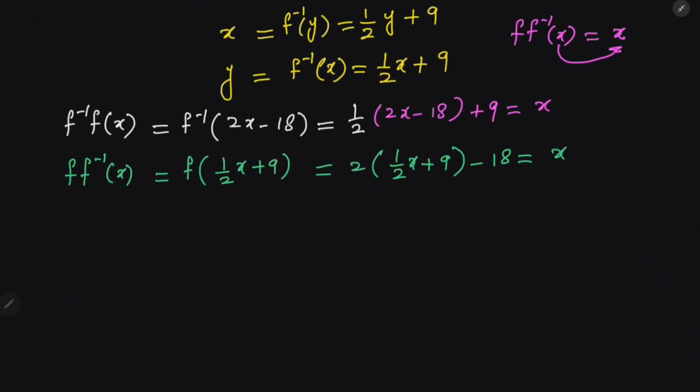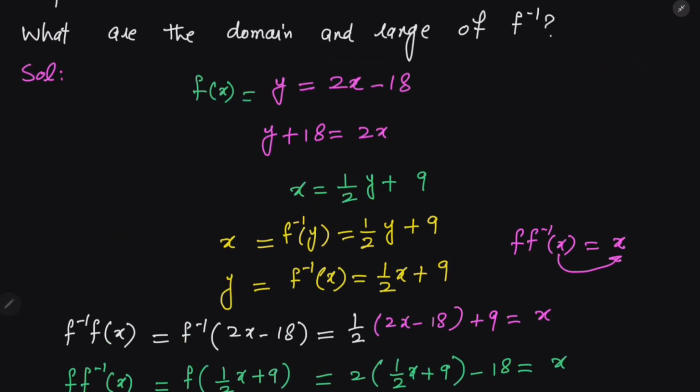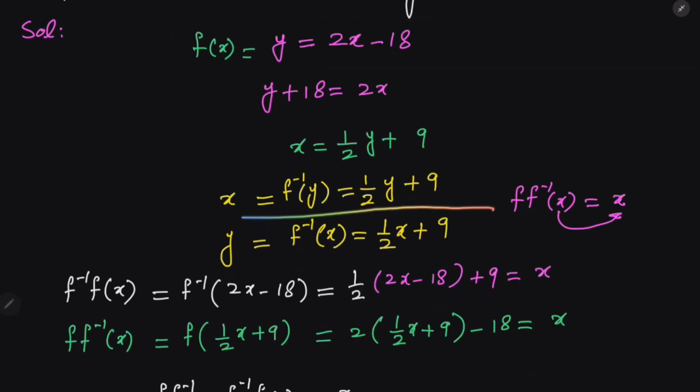Again, we get the x. So f and f inverse, f will be equal to x over here. That is the verification. Now the question is how these functions look like visually. So we plot this function first, and then we plot this function, which is the inverse function.